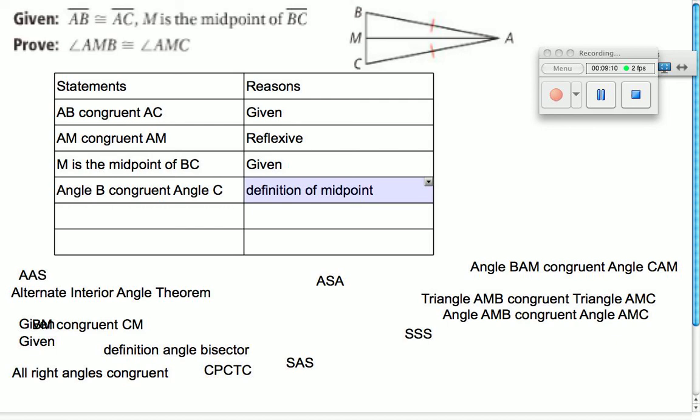Okay, let me put it down. He said definition of midpoint, and that's accurate. We just said that we have a midpoint, so using the definition of midpoint does make sense. But, ladies and gentlemen, what does a midpoint do? What does a midpoint do, Daria? It cuts a segment into two segments. Cuts a segment into two congruent segments.